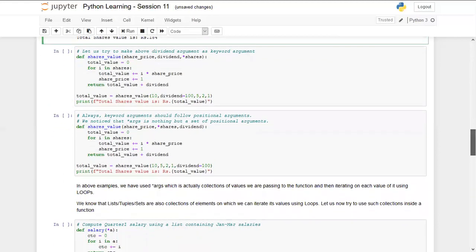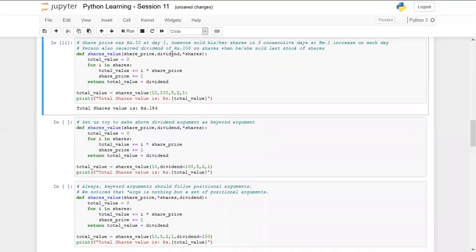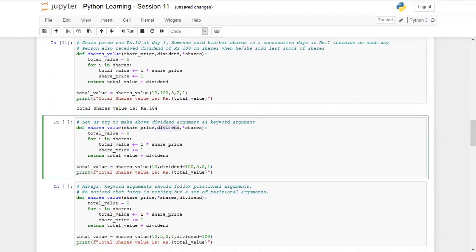Okay. The next question is, let us try to make the above dividend argument a keyword argument. So can anyone help me to make this? Currently this dividend is positional. Can anyone tell me how I can make this dividend argument a keyword argument here?